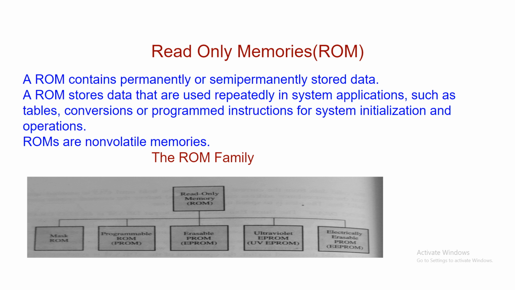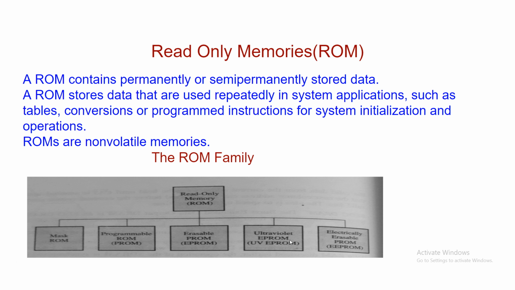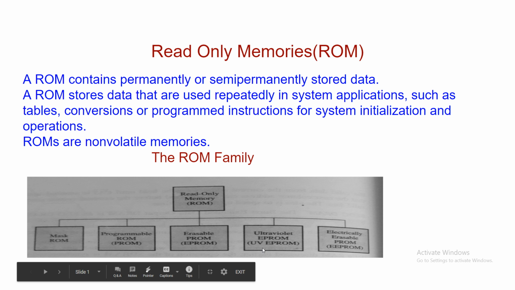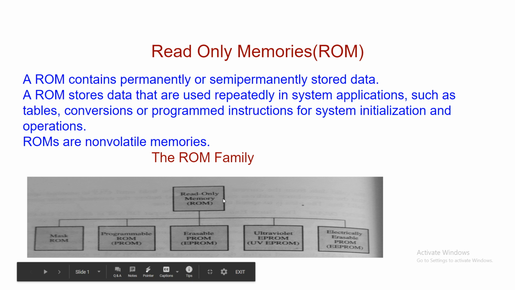The ROM families are given in this diagram. The ROM families include: first, mask ROM; second, programmable ROM, short form PROM; third, erasable PROM, also known as EPROM; fourth, ultraviolet EPROM or UV EPROM; and finally, electrically erasable PROM, EEPROM. Those are the different types of ROM.